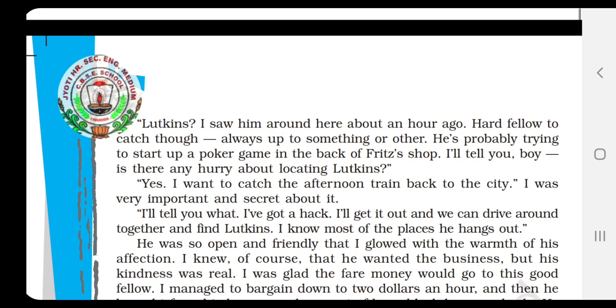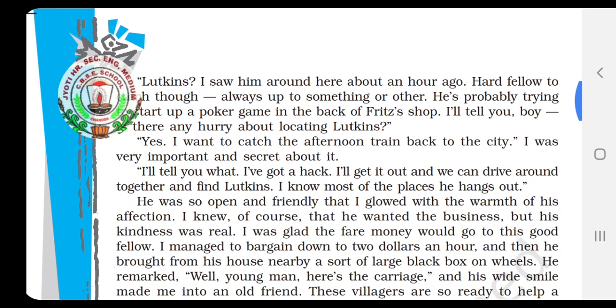And he's probably trying now, what new thing recently is he trying? To start up a poker game. Poker is a kind of card game. And in the back of Frit's shop, Frit is one person's name, and at the back of that shop he is trying to start up the game. And he asked the narrator whether he was in a hurry about locating Lutkins, means you want to find him immediately or what? "Yes, I want to catch the afternoon train back to the city.